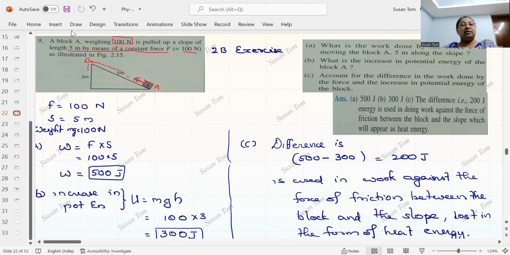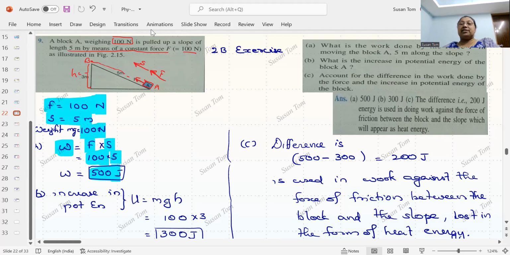During this, it is raised by a vertical height of 3 meters. This is the question. When the force is in this direction and the displacement is also in the same direction, the work done will be F into S. Given F is 100 Newton, S is 5 meters. Weight is also mg, 100 Newton. W is equal to F into S, 100 Newton into 5 meters, so 500 joules is the answer.